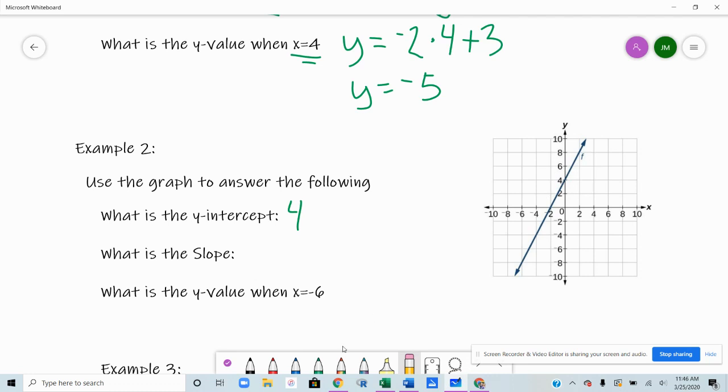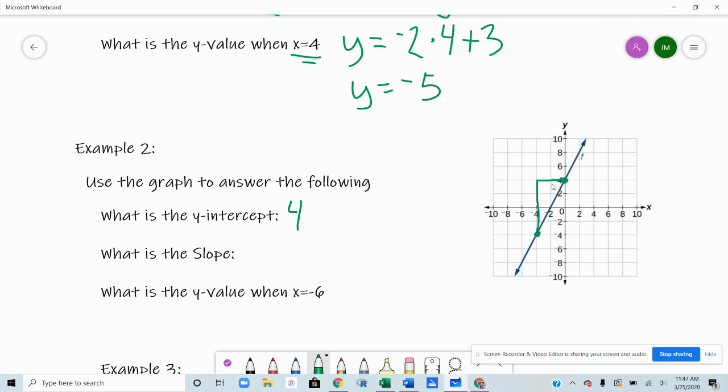To find your slope, you need to pick 2 points that are on your graph and count your rise over your run. So remember, you need to pick points like this point right here, not this random point hanging out in the middle of nowhere. Okay, so I can pick that one, and I already knew where my y-intercept was. I can pick both of those. And I'm going to count my rise over my run.